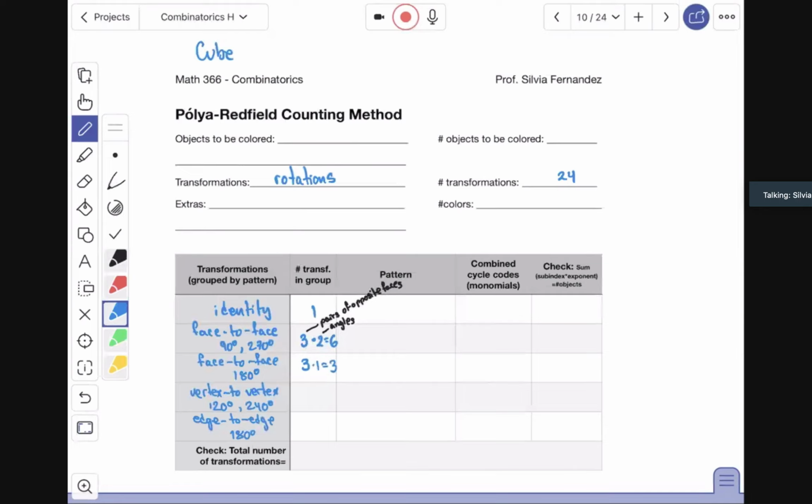Just spin right there. So this edge goes to that edge, goes to that edge. These are 120 degrees because I only have 3 edges around. So 120 and 240, and they behave the same. So that's vertex to vertex. Okay? And the other one is edge to edge. This is similar to the one for the tetrahedron.